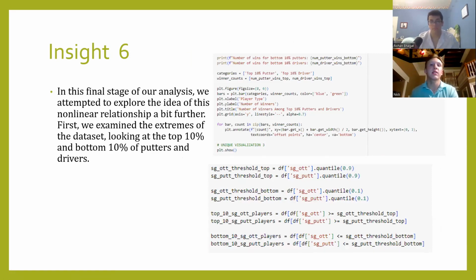And in Insight 6, basically, we tried to put a final cap on it by looking at the top 10% of putters and drivers, as well as the bottom 10% of putters and drivers. And then we were looking to see how many tournaments people who were excellent in those abilities were able to win. Because you'd think that someone who's a fantastic driver is going to be the standard for how you can win as a driver player, and vice versa with a putter. And based on that, we got the results.